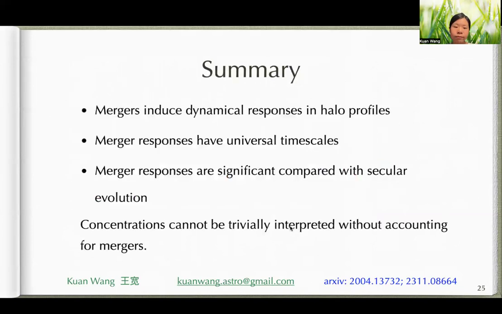All right, let's take another moment to summarize our findings so far. Mergers cause dynamical responses in halo concentration. The responses have universal timescales and qualitative behaviors, which are significant and long-lasting compared to secular evolution. As a result, halo concentration cannot be trivially interpreted without accounting for the merger history.